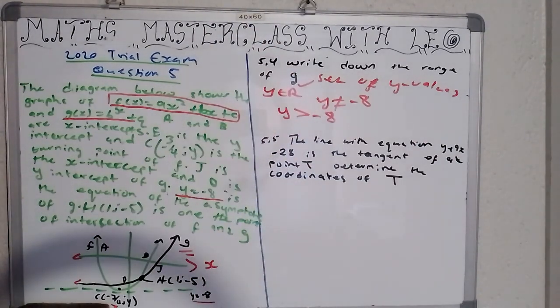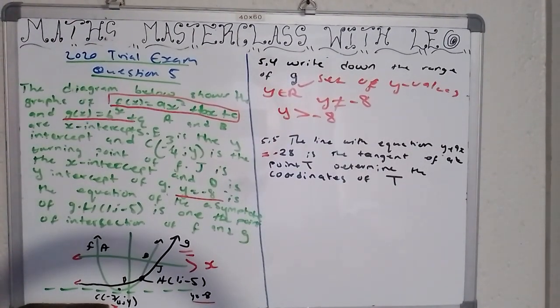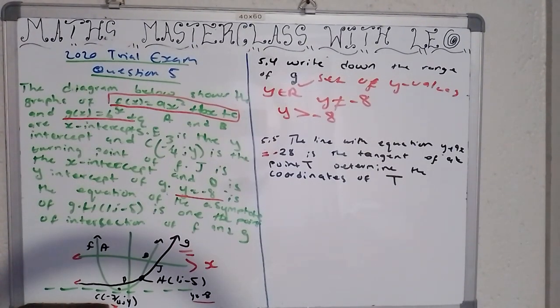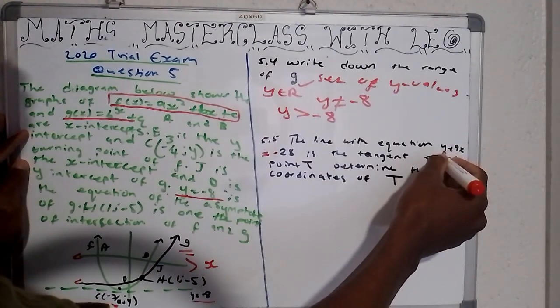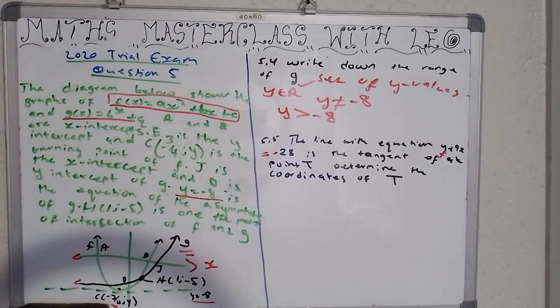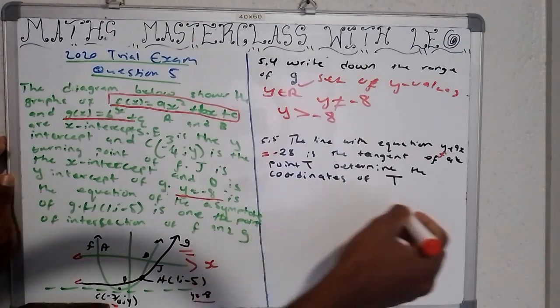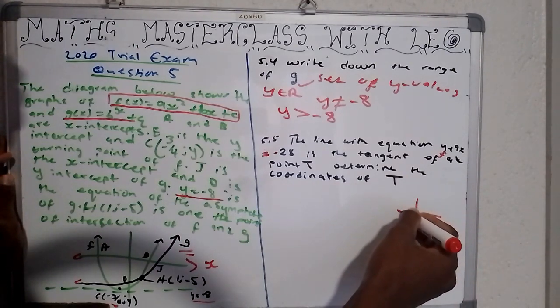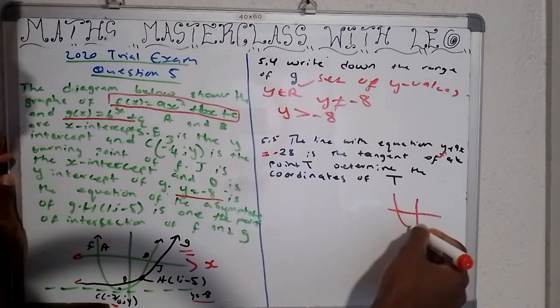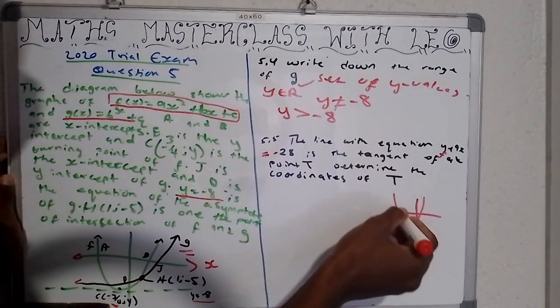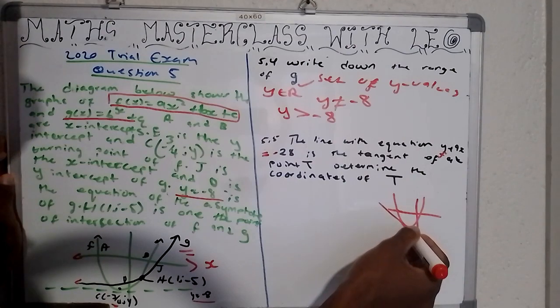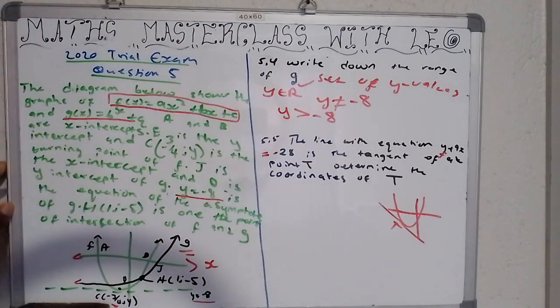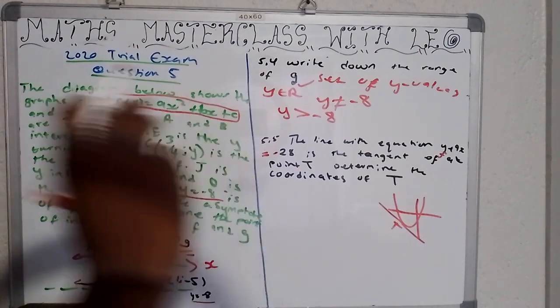Now let's talk about the next question. Okay, now we are doing 5.5. The line with equation y plus 9x is equal to -28 is the tangent of f at point T. Determine the coordinates of T. It means if I have my graph like this, I have a tangent somewhere, maybe there. That is the value of T, and my tangent will only touch my graph at one point.